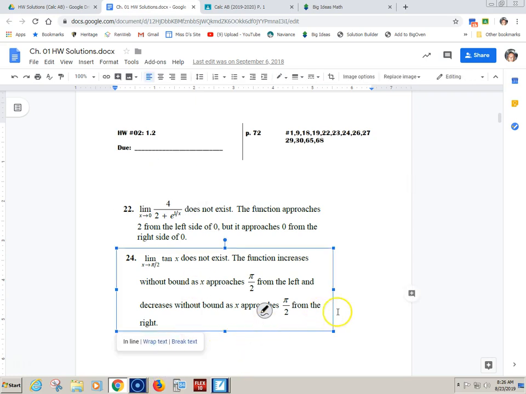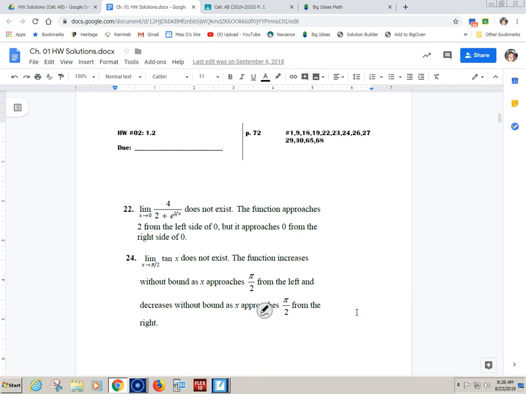Yeah, number 22, the limit does not exist. Number 24, the limit does not exist. Basically, they are approaching different limits, I do believe. What was number 18? I got graph to find the limit. Yeah, and it was secant, right?